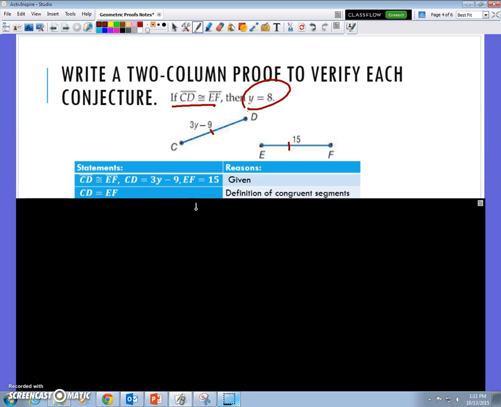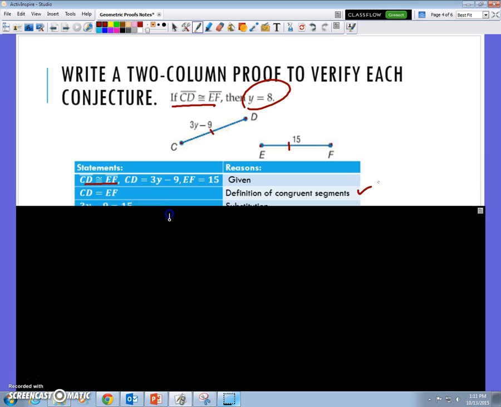So now, like I said before, congruent we know means equal. So that's important to put in there because CD equals EF. Segment CD is congruent to EF. We're going to change that to CD equals EF. And that's the definition of congruent segments. That's what congruent means.